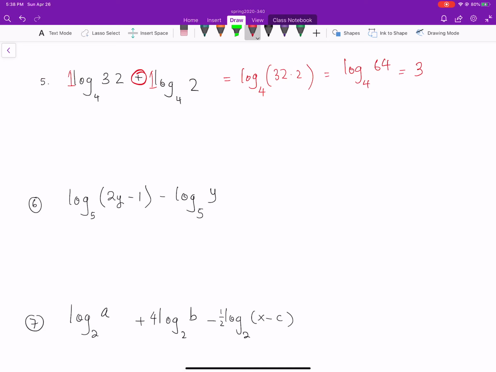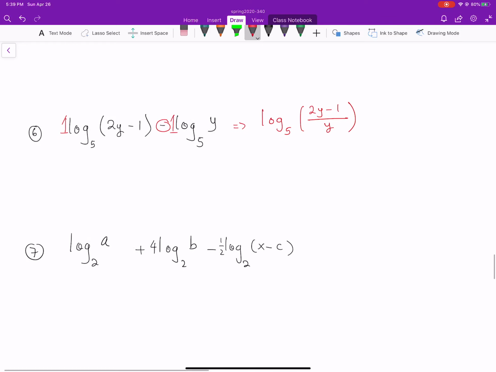Let's look at this expression here. So I have a division. Well, I have a subtraction rather, sorry. The leading coefficient again is 1. The leading coefficient is 1. So in this case, I can see that I need to write log 5, and it's a subtraction telling me that this is supposed to be a quotient. So I'm going to divide 2y minus 1 over what? Over y. Okay. All right, let's look at the next question.